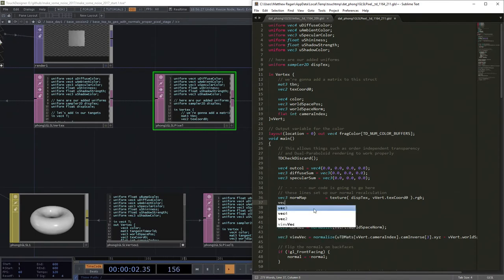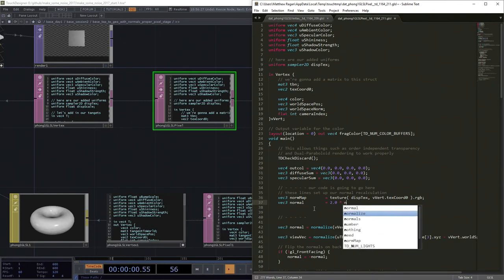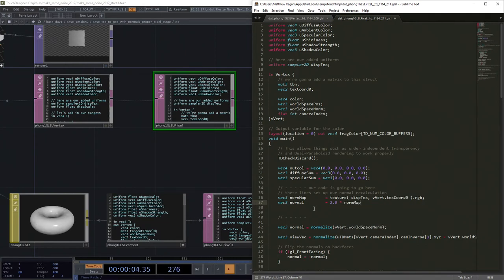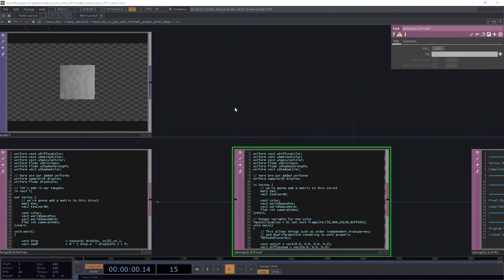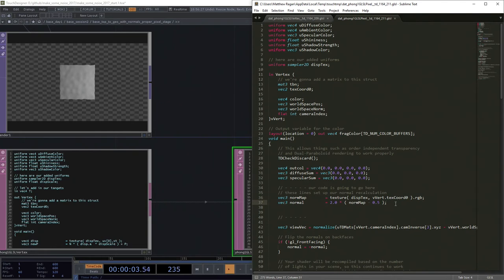Let's go ahead and make a vec3 called normal. We want this normal to be 2.0 times our norm map values minus 0.5. What's going on there? I'm going to subtract 0.5, it's kind of a normalizing operation is what we're up to here. Now you'll see that we already have this normal line in here, so we're going to have to get rid of that for a second. And this makes it look not as bad as I was expecting. I was expecting it to look way less good. That's all right. Okay, wonderful.